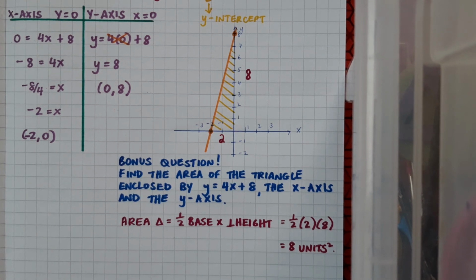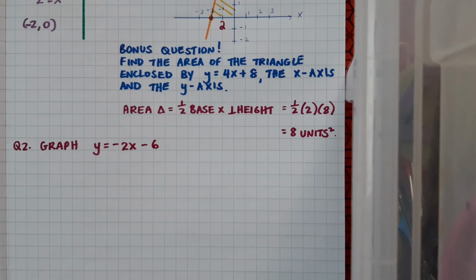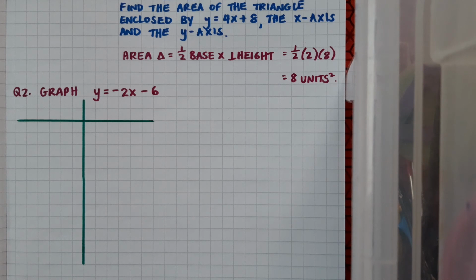Okay, so to finish up then a question for you. Graph the line y equals -2x minus 6 using this intercept method. Pause the video while you do this and then play to see if you're correct. Okay, so I've got my table set up and ready to go.